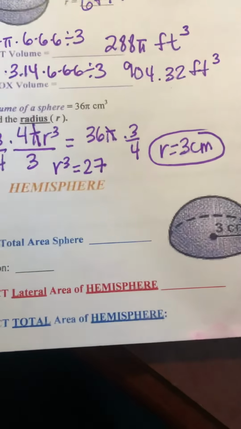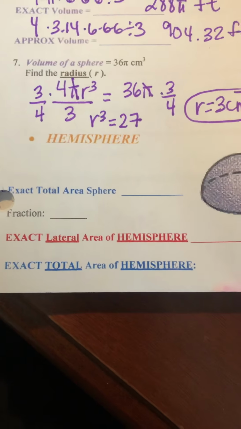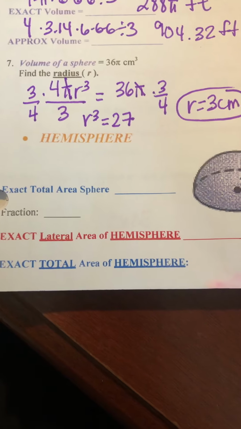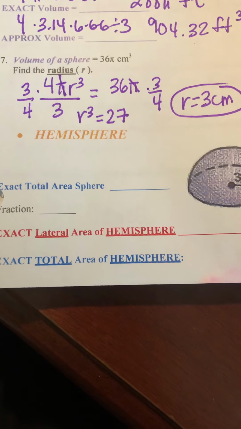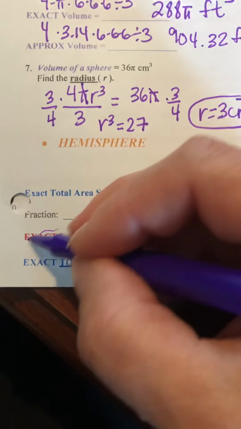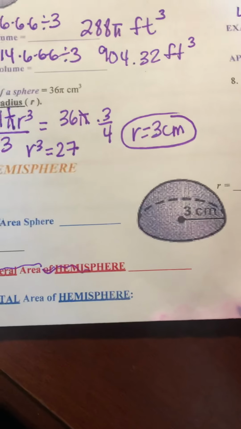And then the last one, this is just a little bit extra. This is a hemisphere. Why do I have exact total area of sphere? And then, I don't know why I have lateral area. We don't need a lateral area of the hemisphere. Oh, we do, because we got it. Okay, never mind.